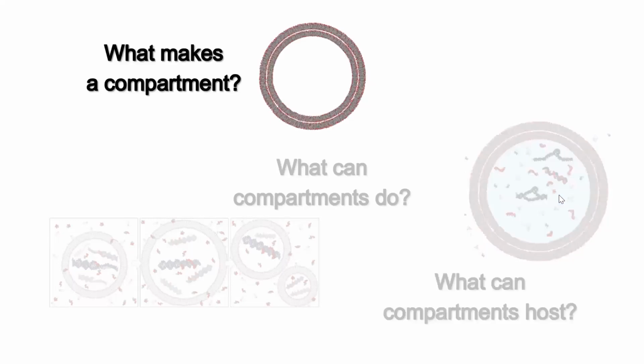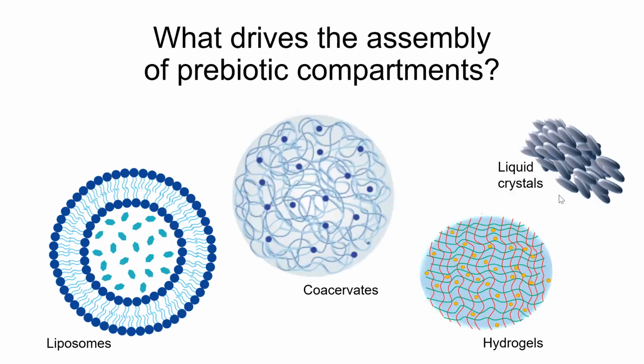So I'll first start with the first question, and feel free to interrupt me anytime if I am unclear about what I'm going to say. So what do we mean by compartments? What kind of compartments were available on early Earth? What kind of compartments would form, and which kind of molecules would we need to form these compartments? Well, there is a large variety of compartments that could have formed on early Earth.